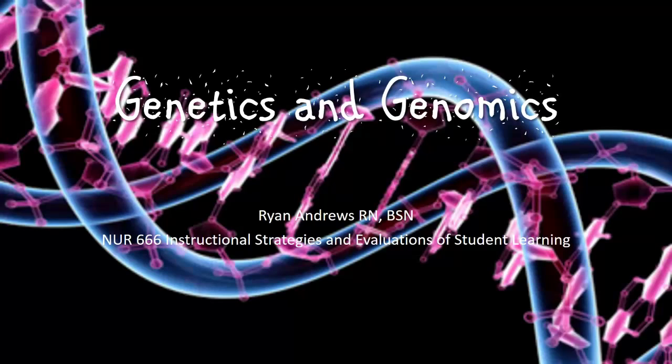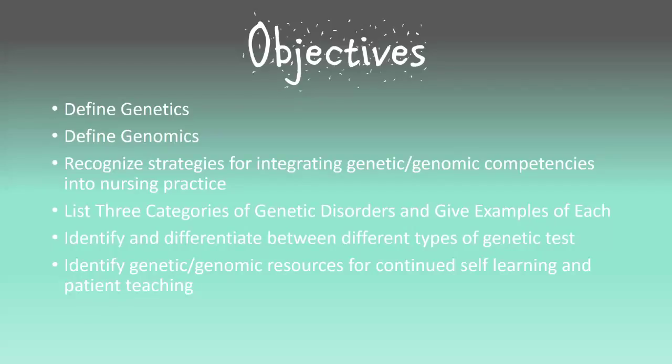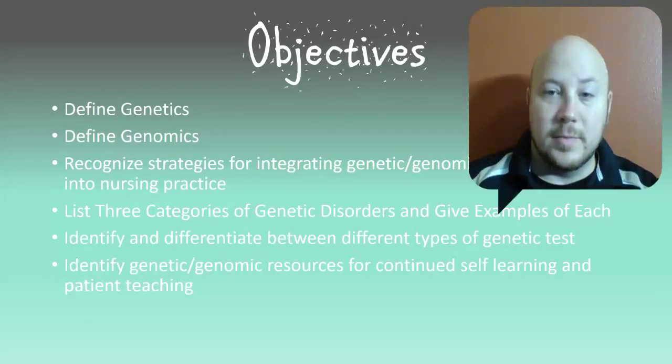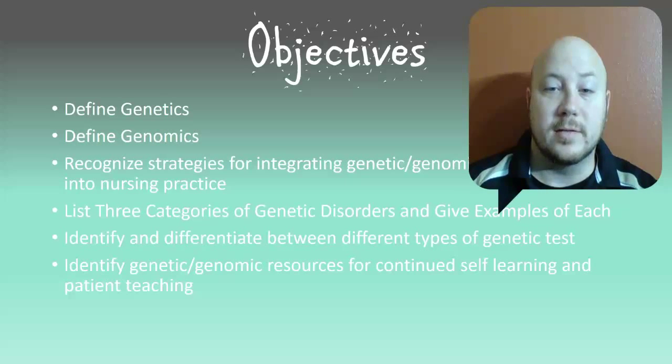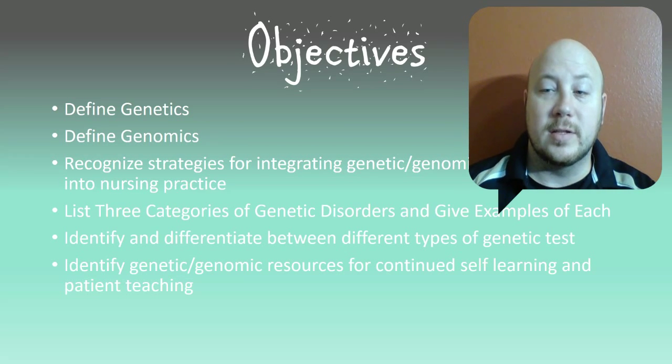I'm going to be talking to you about genetics and genomics today. The objectives of this course are to define genetics, define genomics, recognize strategies for integrating genetic and genomic competencies into nursing practice, list 3 categories of genetic disorders and give examples of each, identify and differentiate between different types of genetic tests, identify genetic and genomic resources for continued self-learning and patient teaching.